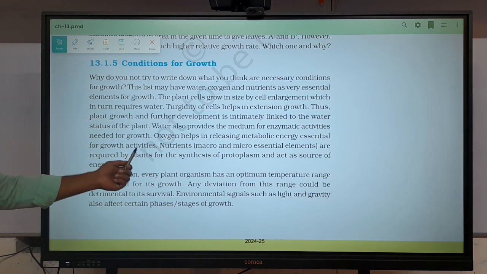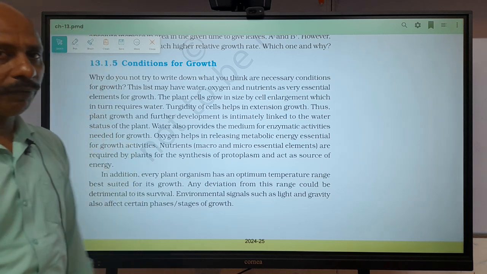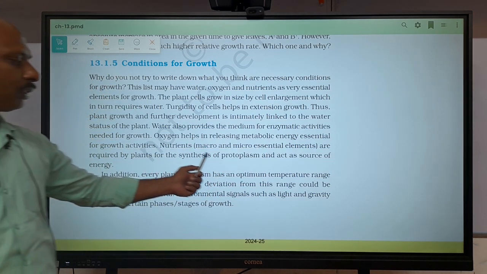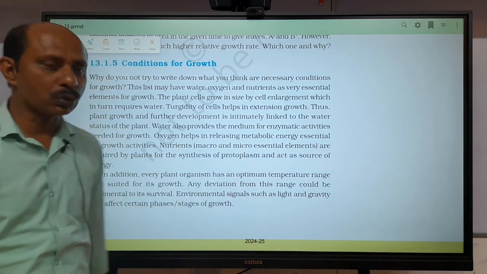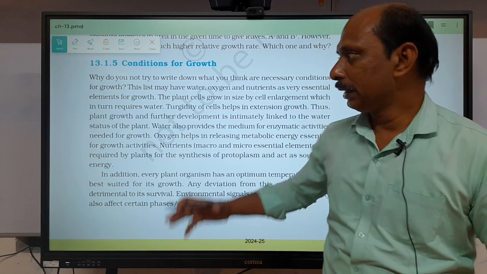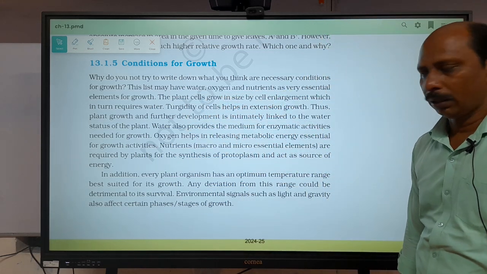Energy is essential for growth activities. Nutrients, macro and micro essential elements, like we know very well, they are 17 in number, are also required by the plant for the synthesis of protoplasm and act as a source of energy. So three things are essential. Which ones? Water, oxygen and nutrition.